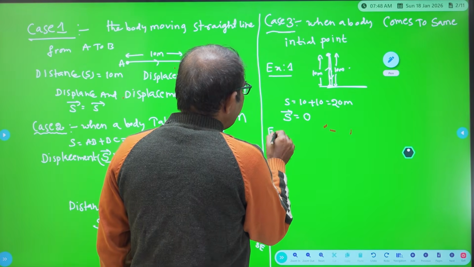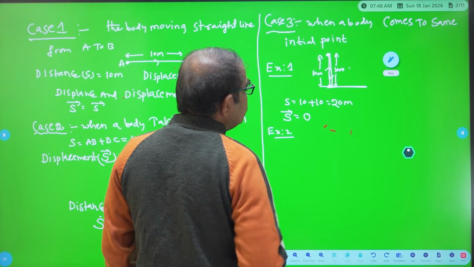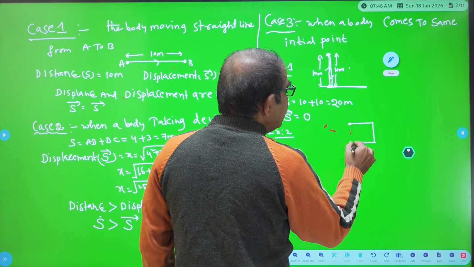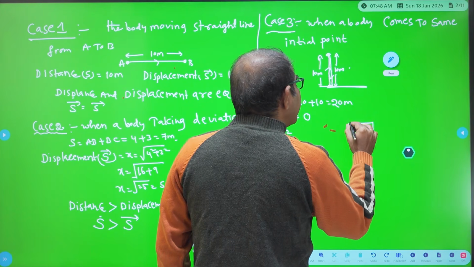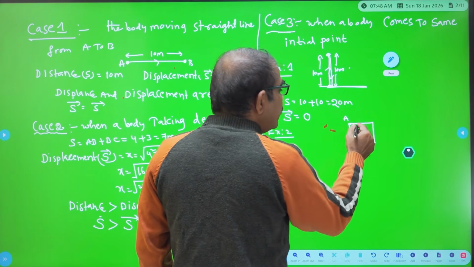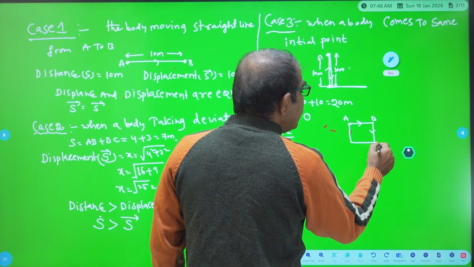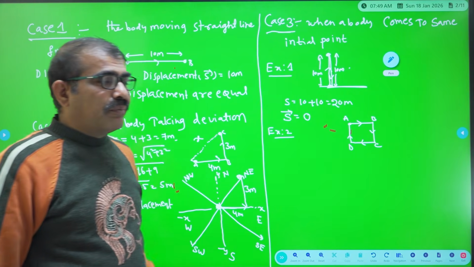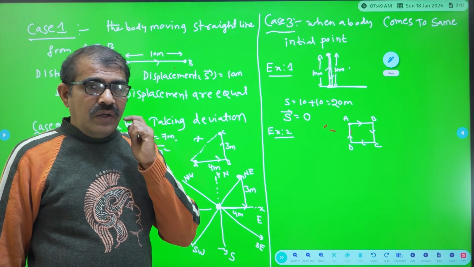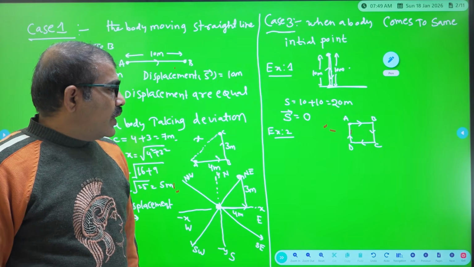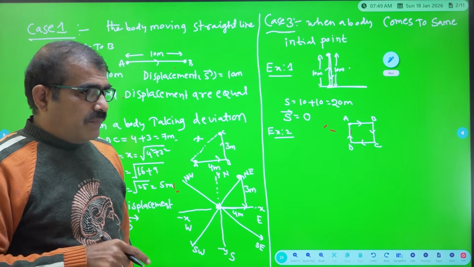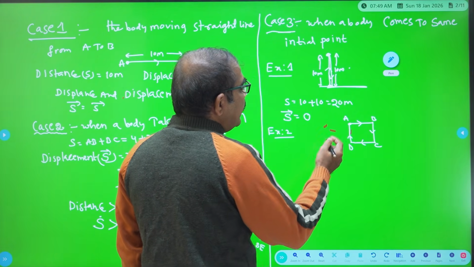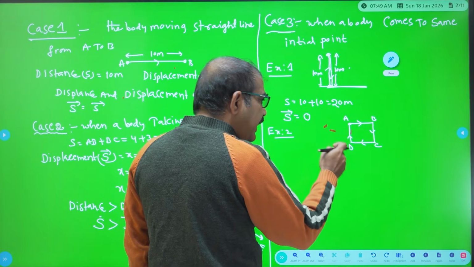Example 2. The body starts here, A is the initial point. The body is moving from A to B, then B to C, then C to D, then D to A. The body completes one cycle and reaches the same point. Starting point is A, ending point is also A.